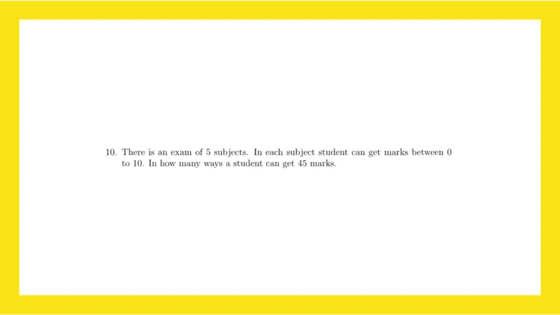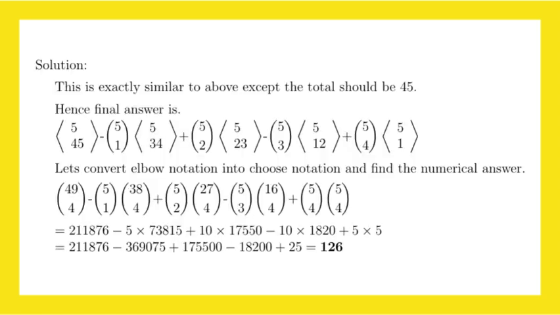Now the last problem. Let us change the wording of the problem. There is an exam, and in each subject a student can get marks between 0 to 10. In how many ways can a student get 45 marks? This is similar to the earlier problem, but the statement is a little different. However, our modeling will be the same: x1 plus x2 plus x3 plus x4 plus x5 should be equal to 45, the lower limit is 0, and the upper limit is 10.